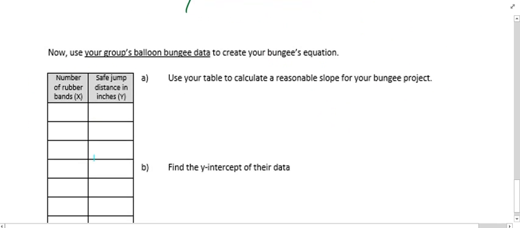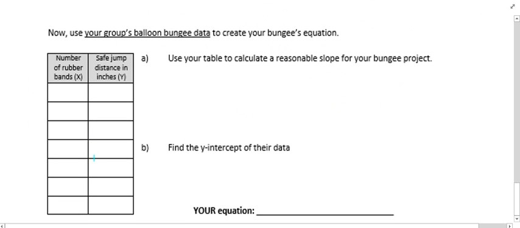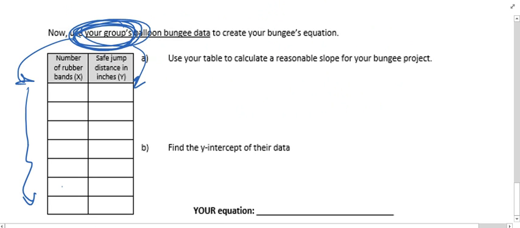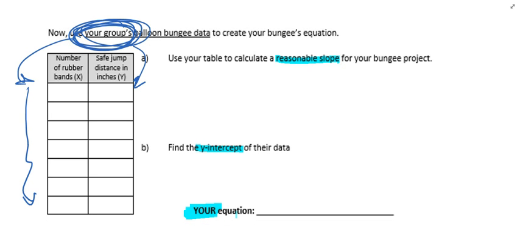What you need to do now is go sit with your group and copy your group's data here. The work that you just did yesterday, copy your group's data here, and then calculate a reasonable slope and the y-intercept and create your equation. This is probably the most important part, is coming up with your equation, because when we go do our field test where we drop it from really high, you're going to use your equation.